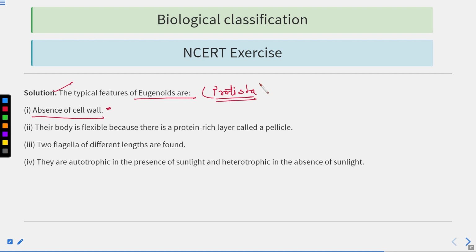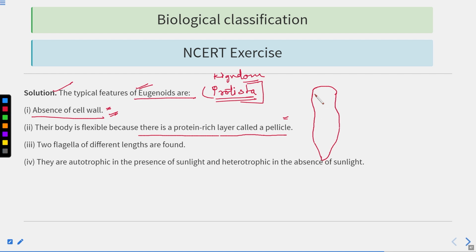Okay, Protista. This is one of the kingdoms according to the Whittaker classification. Protista is one of the kingdoms in which we keep the euglenoids. And what are the characteristics? The first one is that they do not have any cell wall. Their body is flexible because there is a protein-rich layer called the pellicle. If you see the euglenoids, their body is covered with a pellicle covering. This is a very important characteristic of the protistans.